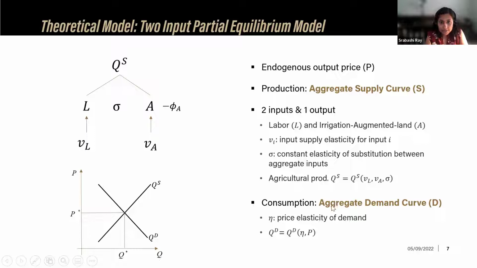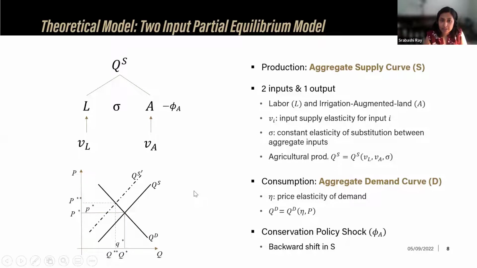And on the consumption side, we just need the slope of the aggregate demand curve to set up this model, where the aggregate demand curve interacts with the aggregate supply curve, and we have an equilibrium price and quantity. So given this framework, the way we implement a conservation shock is we implement a leftward shift of the aggregate supply curve, where phi A is the conservation shock.